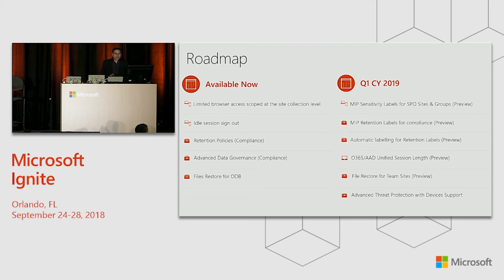And then automatic labeling for retention labels. That also will be in preview. The file restore for team sites, the demo that Navjot showed yesterday, that will also be in preview. And finally, the advanced threat protection with devices support.